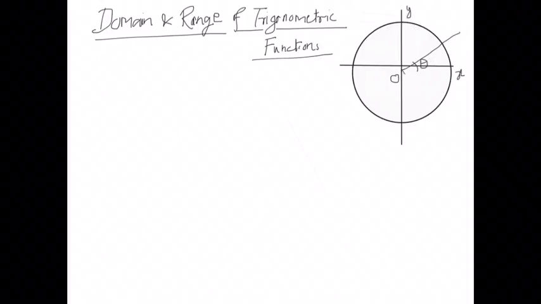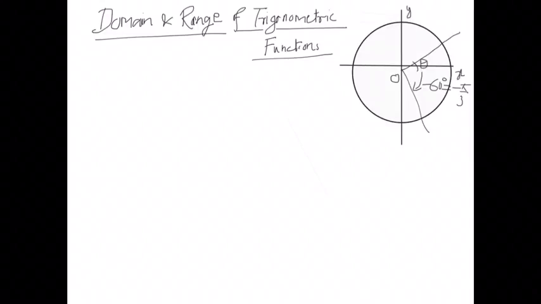Now, in a similar way, we can draw an angle something like this, which is, let us say, 60 degrees from the positive x-axis measured in the clockwise direction. So therefore, we will call it minus 60 degrees, which is the same as minus pi by 3 radians.